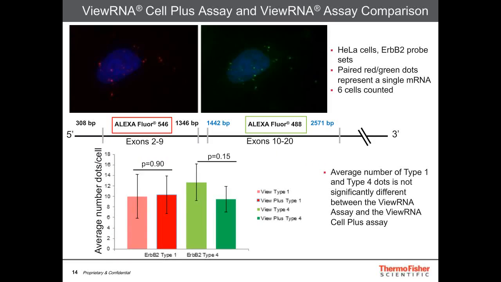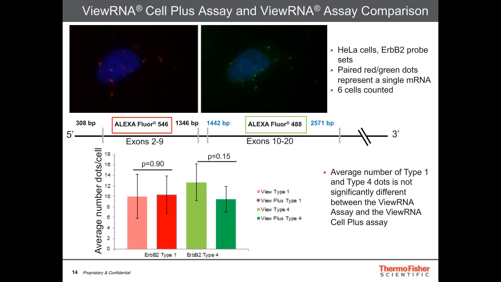In this case, we're looking at a comparison of the ViewRNA Cell Assay, which is the assay that's currently sold by Affymetrix, which allows you to look at RNA, and a comparison to results of the ViewRNA Cell Plus Assay, which allows you to look at RNA and protein. These cells are HeLa cells. The probe set is designed to ERBB2, the gene that codes for the HER2 protein, which is important in breast cancer.